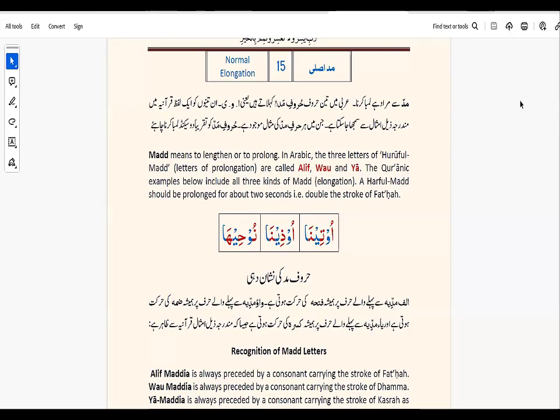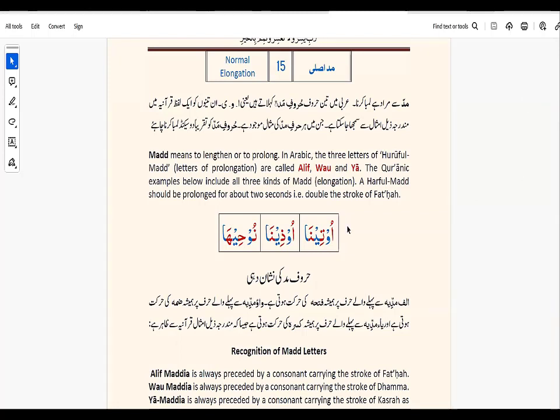So mud means, as learnt in the other class yesterday, to lengthen or to prolong. In Arabic, the three letters of huruf al-mad, the letters of prolongation, are called alif, waw, and ya. Today we'll be doing ya. The Quranic examples below include all three kinds of mud.